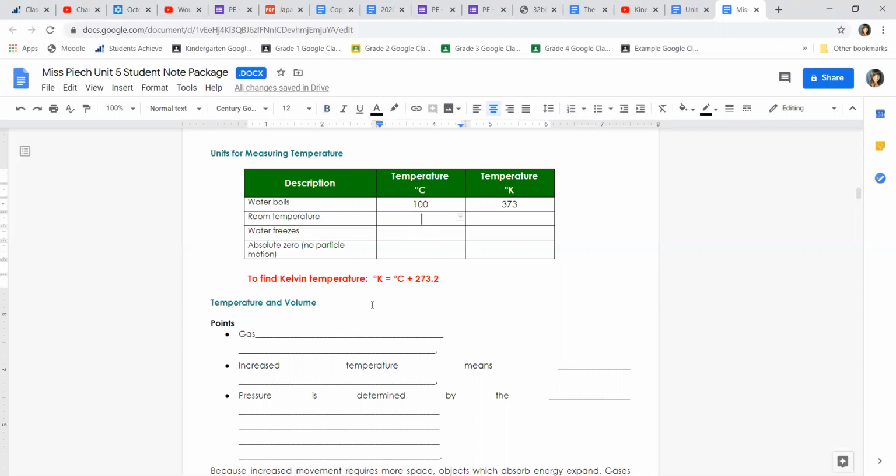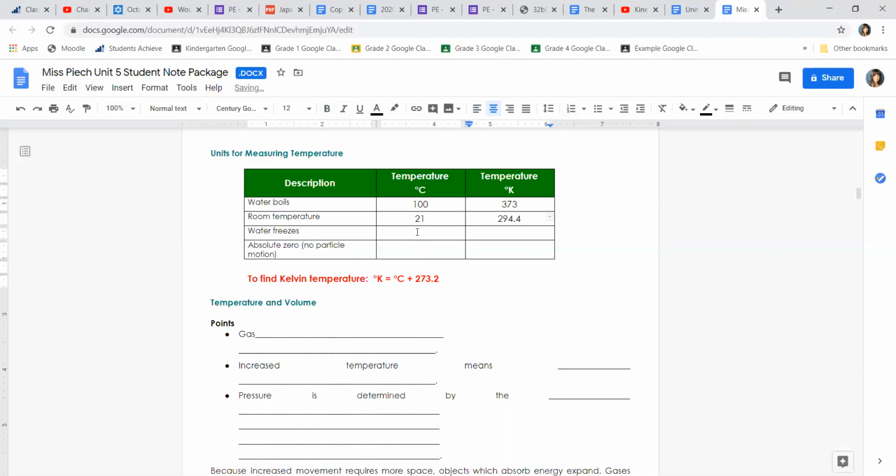So room temperature, that means if it's around, let's say 21 degrees, we know that the temperature in Kelvin is going to be 294, almost 5, technically like 0.4.